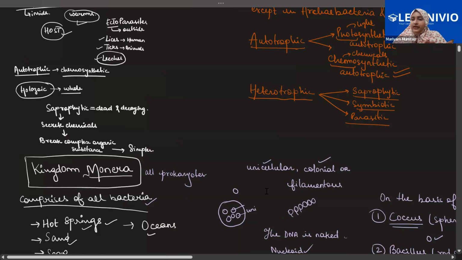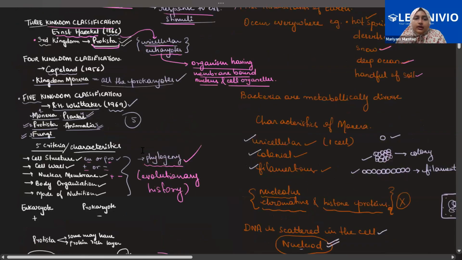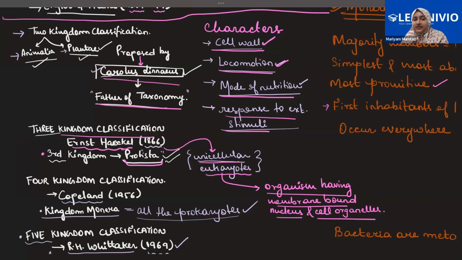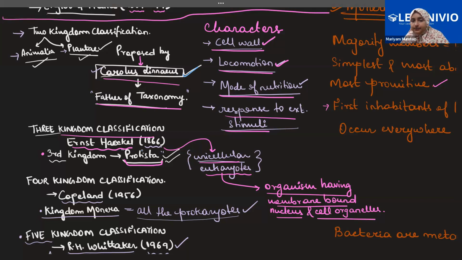You will be joining the batch that has already been going on, right? So first we will start. I'll give you how the kingdom system of classification came into existence. Originally, there was the two kingdom classification. It was given by Carolus Linnaeus, who is also known as the father of taxonomy. He gave the two kingdoms, kingdom Animalia and kingdom Plantae.